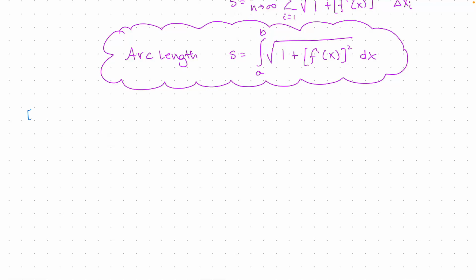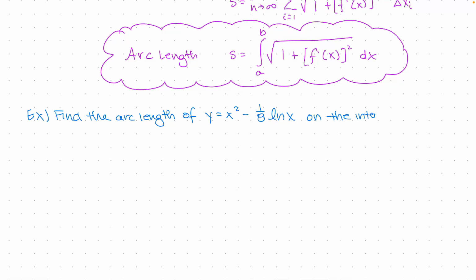So example. Find the arc length of y equals x squared minus 1 over 8 times the natural log of x on the interval (1 to e). And I mean, it's pretty much straightforward. You just plug it into the formula. Most people, I'm guessing Miss Peck probably did this last year too.